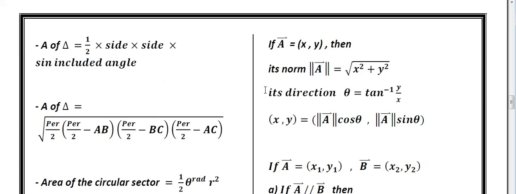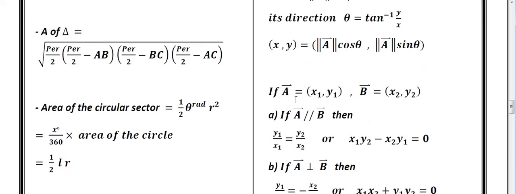and if vector A is (x, y), then its norm, the magnitude of A, equals root x squared plus y squared. We call it the norm or magnitude of A. And its direction theta equals tan inverse of y over x, the inverse angle, because tan theta equals y over x. And x and y, we can convert to coordinates here: magnitude of A cosine theta and magnitude of A sine theta.